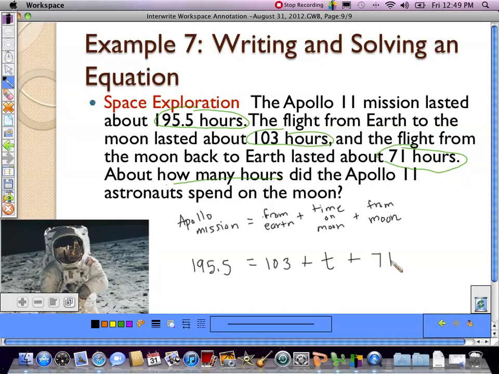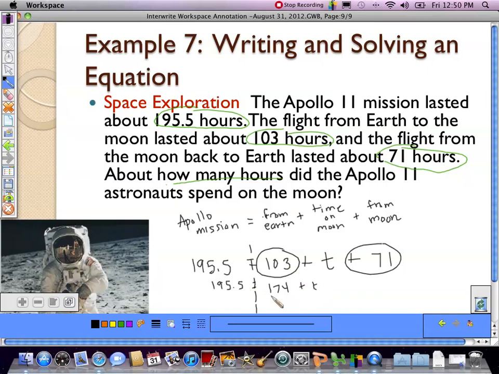And now we're going to solve. I'm going to start by drawing my line. I'm going to start on the side with the variable and ask myself, is there anything I can combine? And yes, you can combine your constants. You can combine a 103 and a positive 71, which is going to give you 174. So we have 174 plus t equals 195.5.